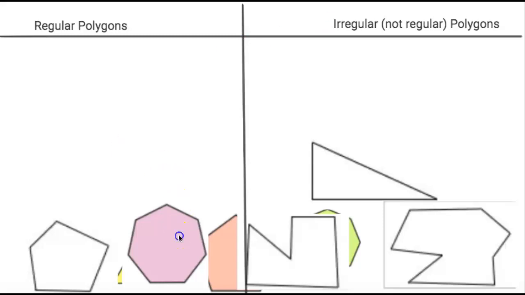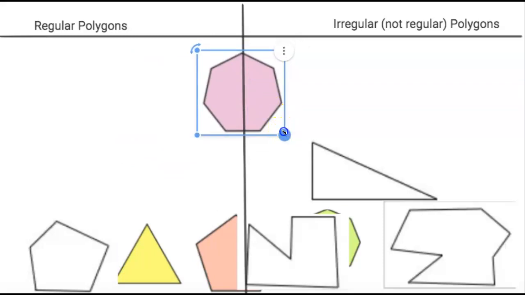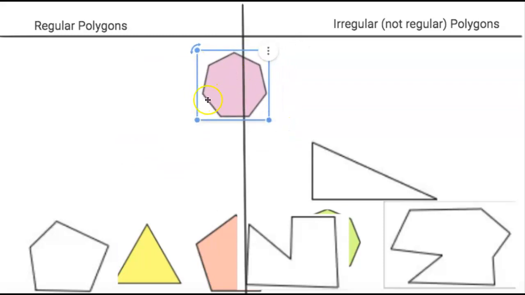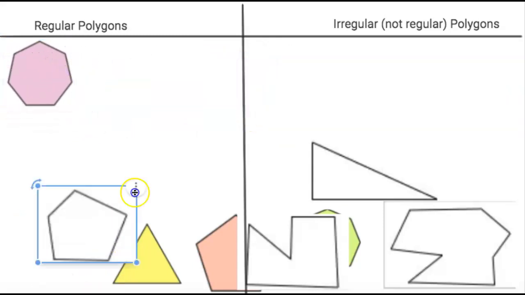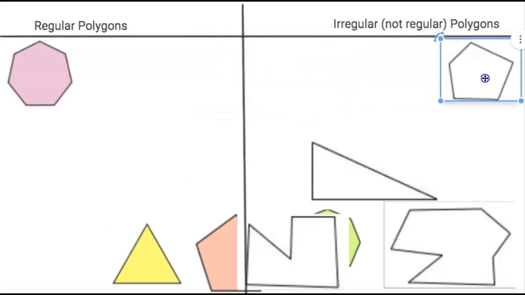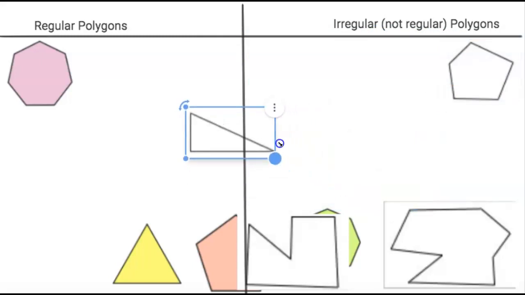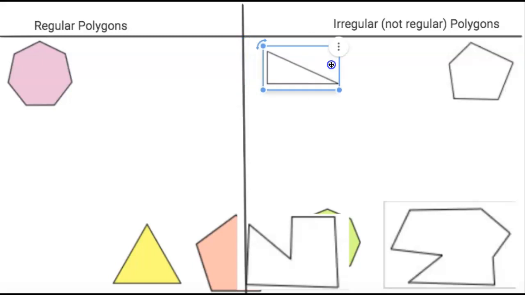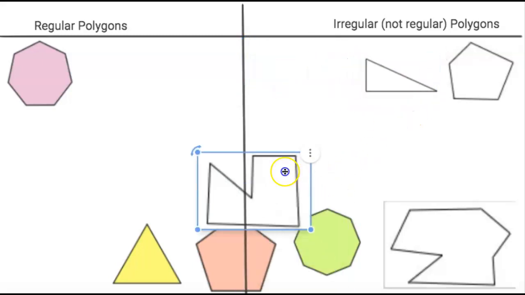So let's take a look here. If we were to look at this one, I'm going to venture to guess, even though I don't have a ruler, that these sides look pretty much all the same and the angles look the same. So this one's going to be a regular polygon. I'm going to pull this one up here for a second, and I'm going to say these sides are definitely not the same. I don't need a ruler for that one. Now I'm going to look here. Now this is a triangle, but it looks to me to be a scalene triangle, so that would mean it is not regular. The sides are not the same length.